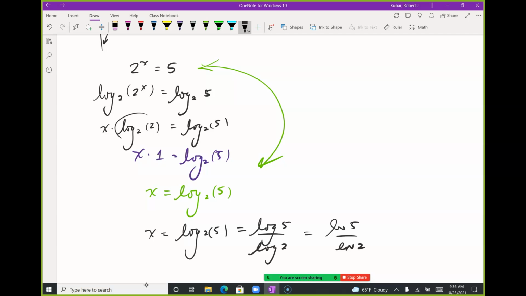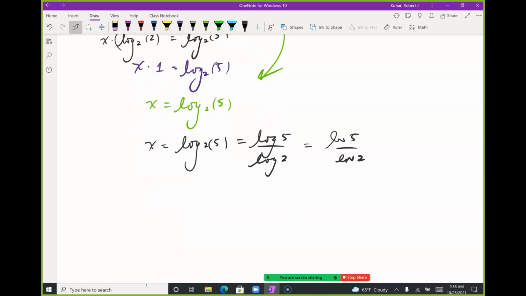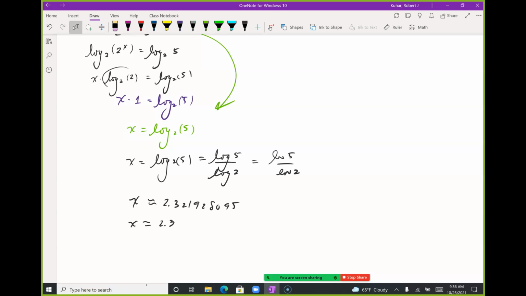And so what do we get for our decimal? ln of 5 divided by ln of 2 is 2.321928095, where x is approximately 2.3. You get the same? Yeah, I got the same answer. Nice. 4, 8, 12, 16, 20. Only missing one student.